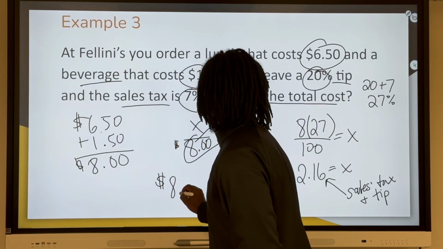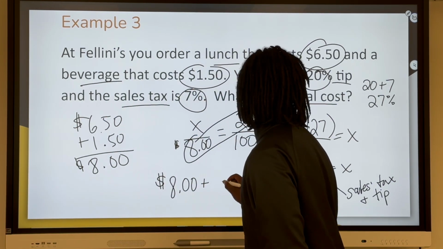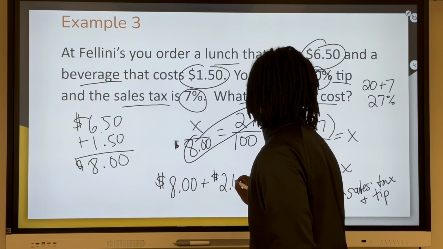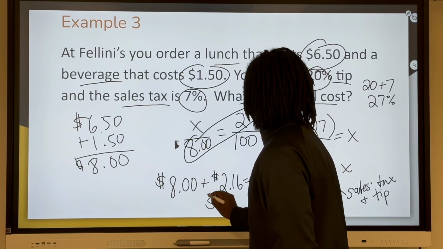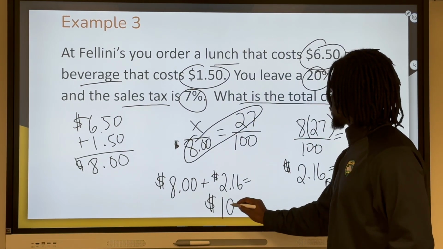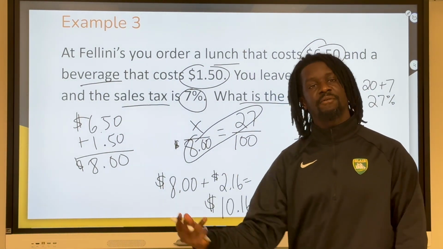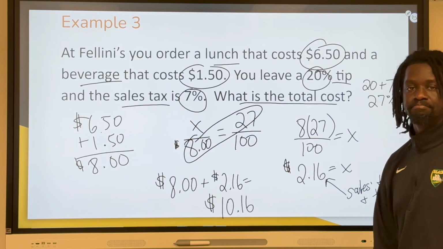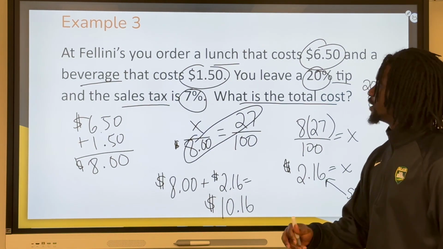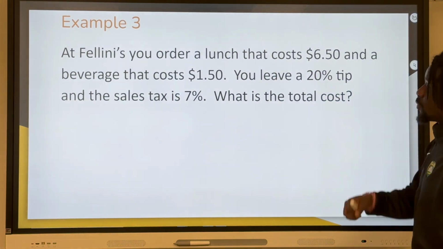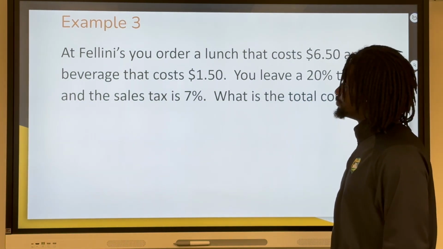Original cost was $8 plus the $2.16, and that is going to give me $10.16 as my total after the sales tax and the tip. All right, we got one final example.